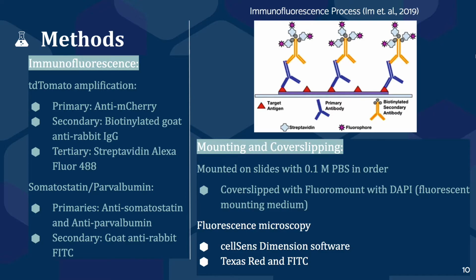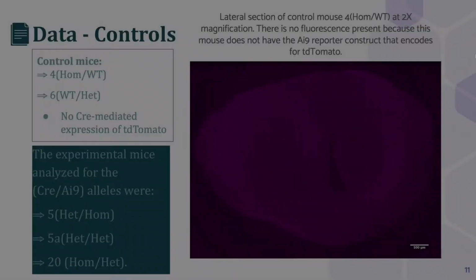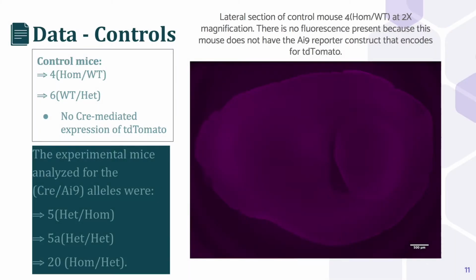Immunofluorescent labeling was also used to identify somatostatin and parvalbumin expressing inhibitory neurons. Tissue sections were mounted with PBS in order of location of the brain. Slides were left to dry before being cover-slipped with Fluoromount with DAPI. Then, fluorescence microscopy was used to view the sections. The Texas red and FITC green channels were used. The controls for this study were mice 4 and 6 because one of the two alleles was wild type for either Cre or AI9. Therefore, there was no Cre-mediated expression of tdTomato in either mouse.